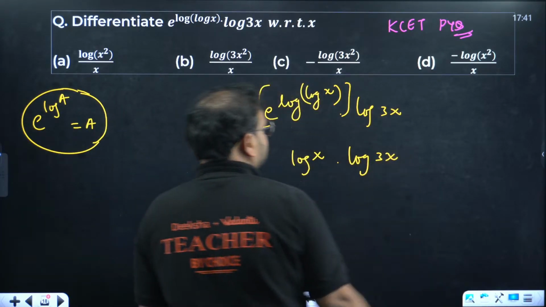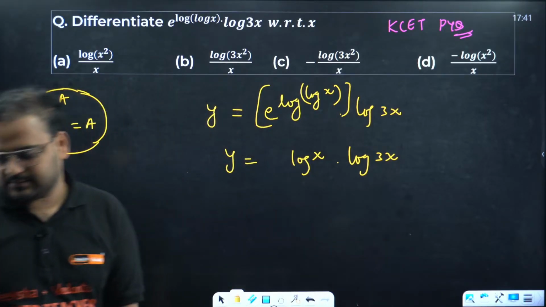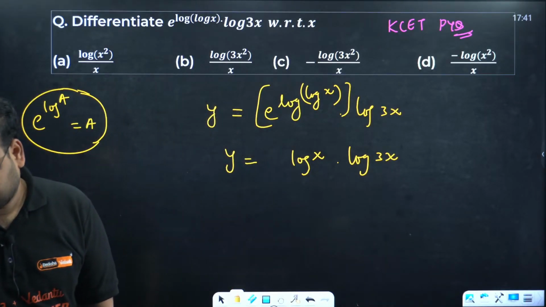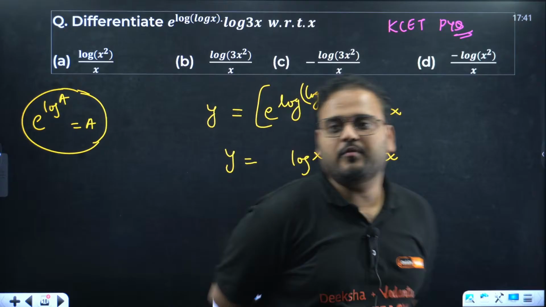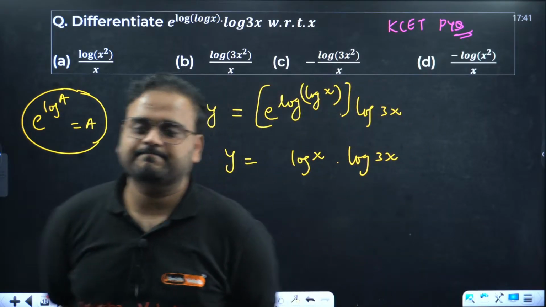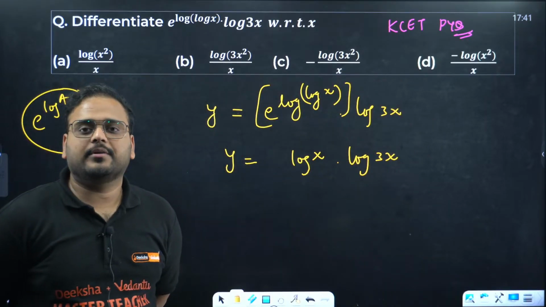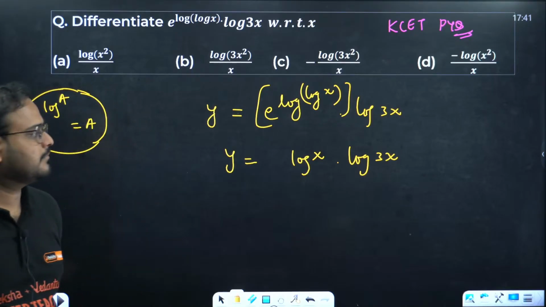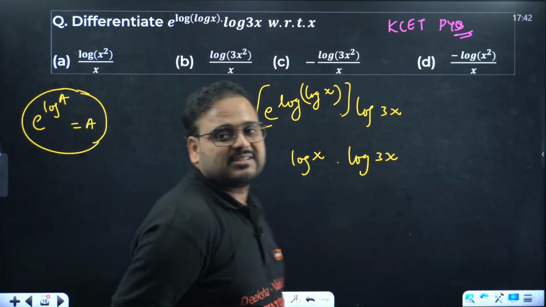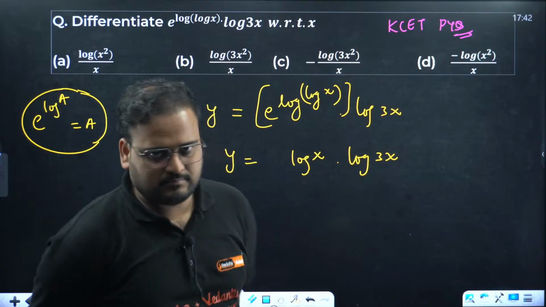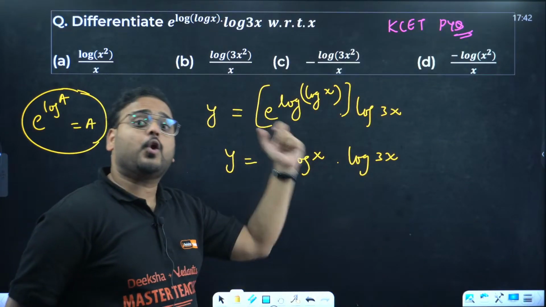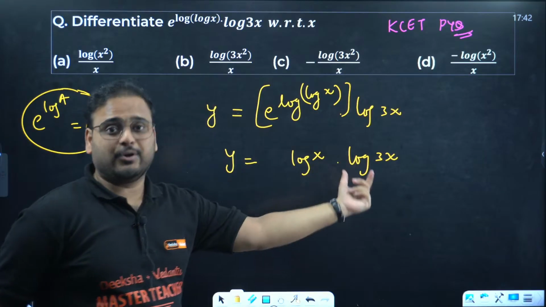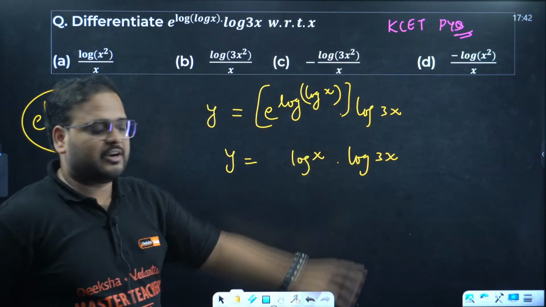Now we have log x into log 3x. Correct? What can we do over here? Anybody? Is anyone thinking log of 3x square? That's wrong, right? Because it is log a into log b. The product rule is true for log a plus log b, which you write as log of a into b. This is not going to be that condition.